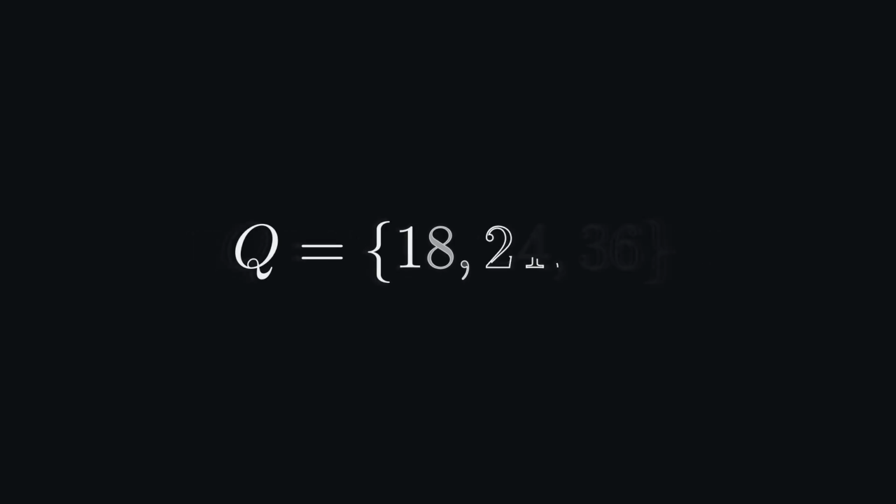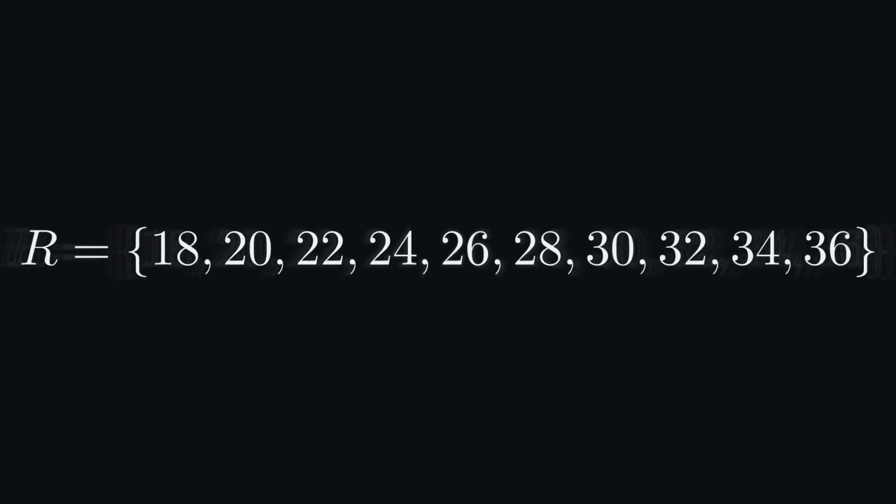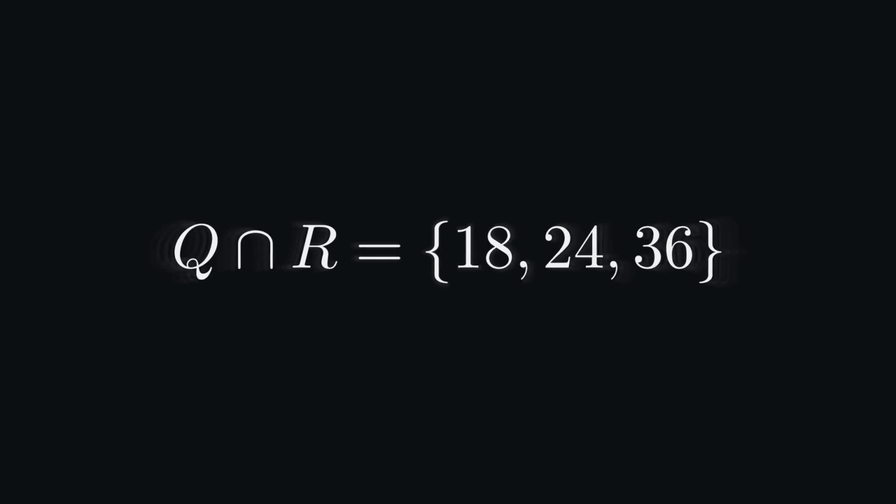Set Q includes 18, 24, and 36. Set R includes 18, 20, 22, 24, 26, 28, 30, 32, 34, and 36. The common elements are 18, 24, and 36. So, Q intersect R equals 18, 24, and 36.